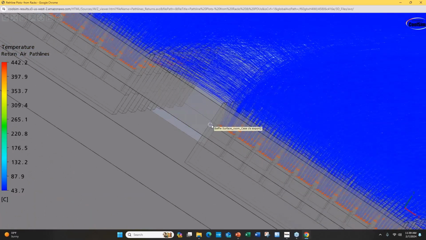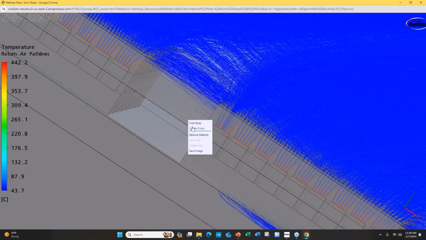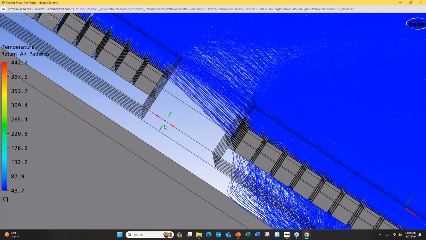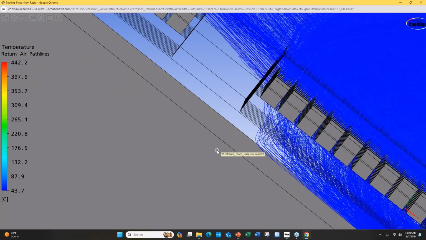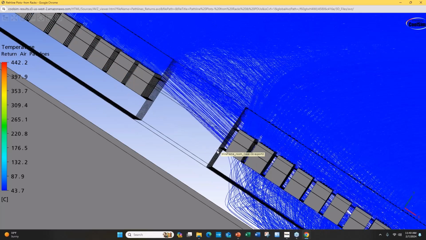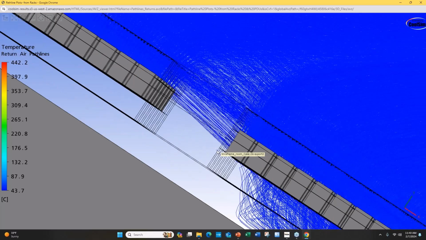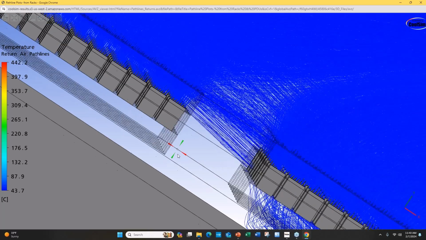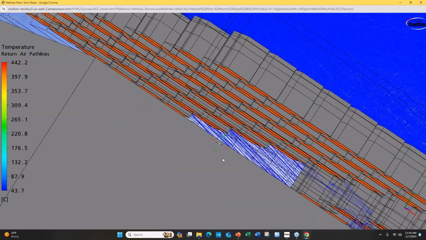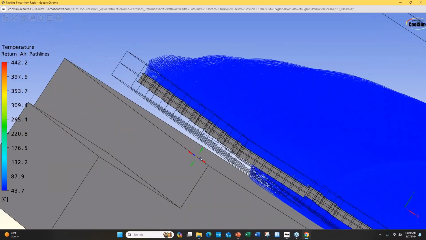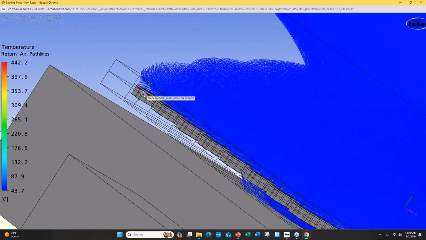So where before, let me just hide this body, right? Hide that body. So where before we had air coming down and going under this section really quickly, and let me rotate this a little bit so you can see it a little bit better. Where before we had the air coming down and being pulled underneath really quickly, here it's not so bad. So same exact conditions, we've made a change to the geometry, put a plate in place.